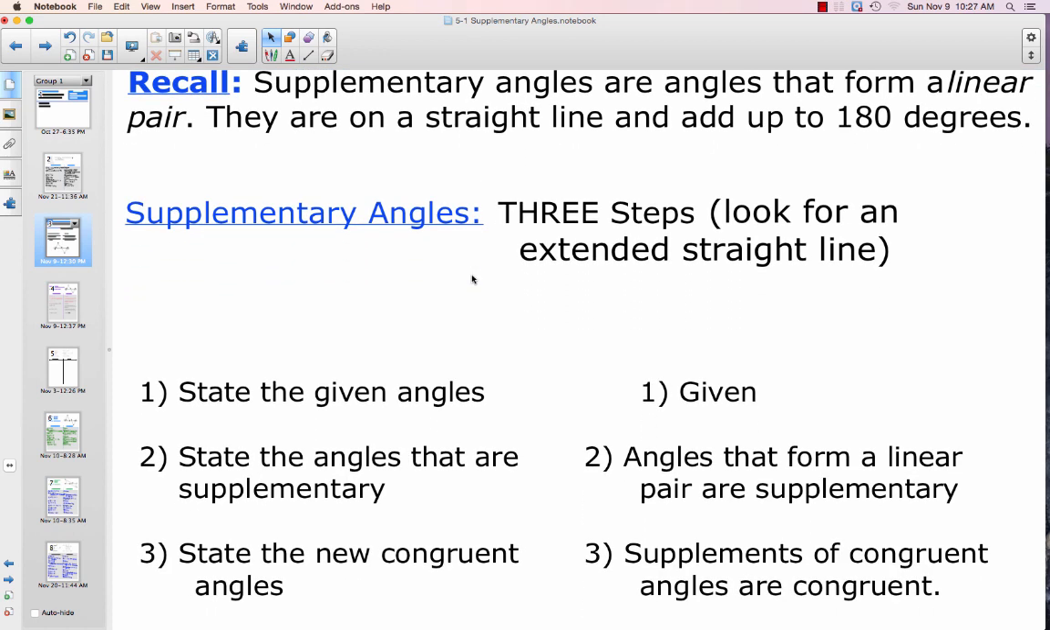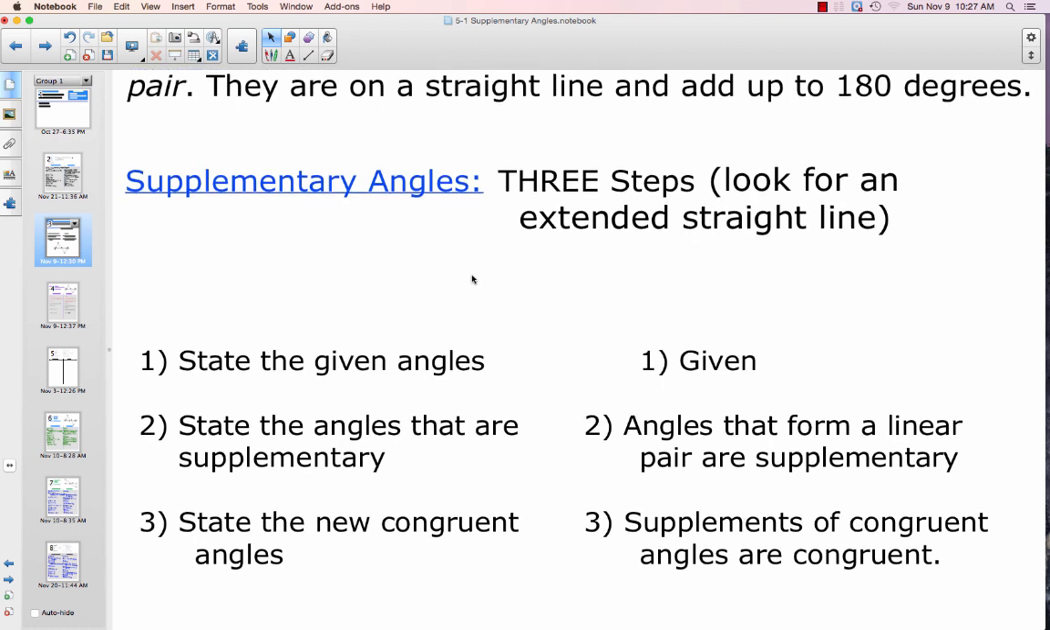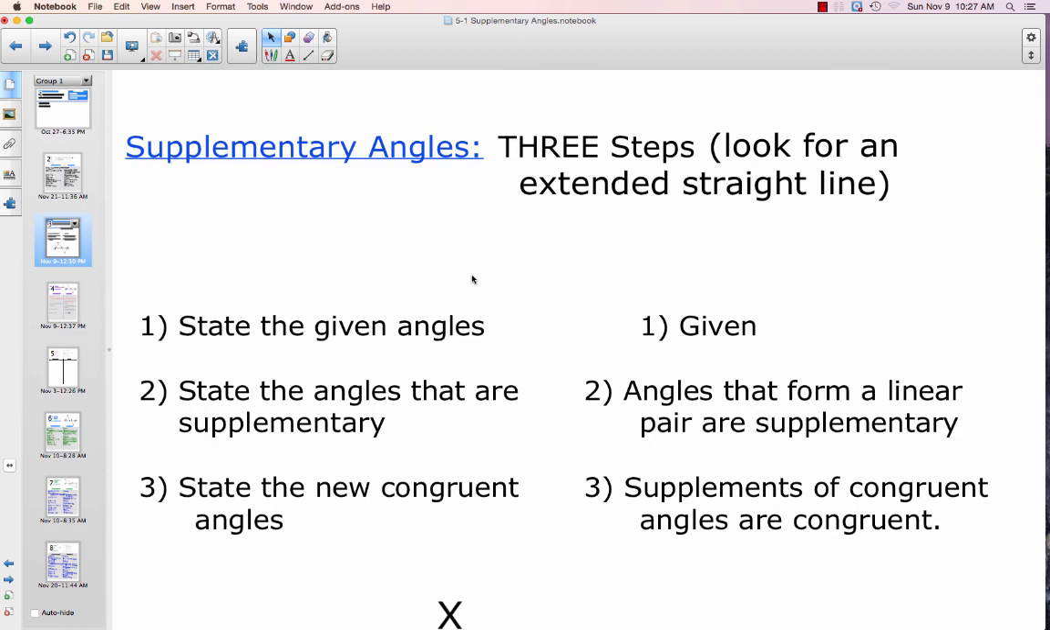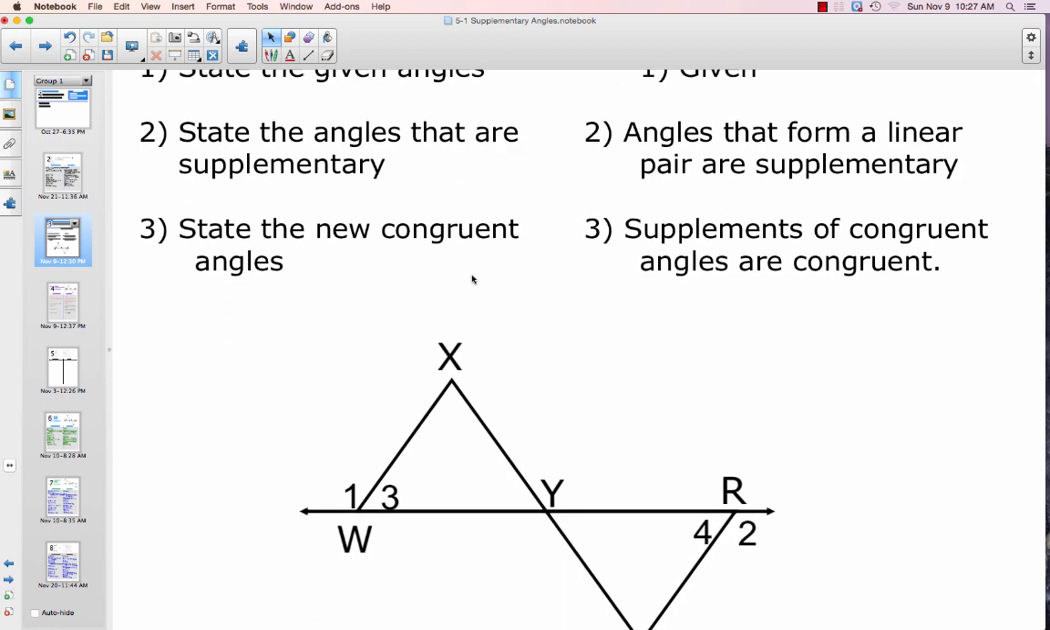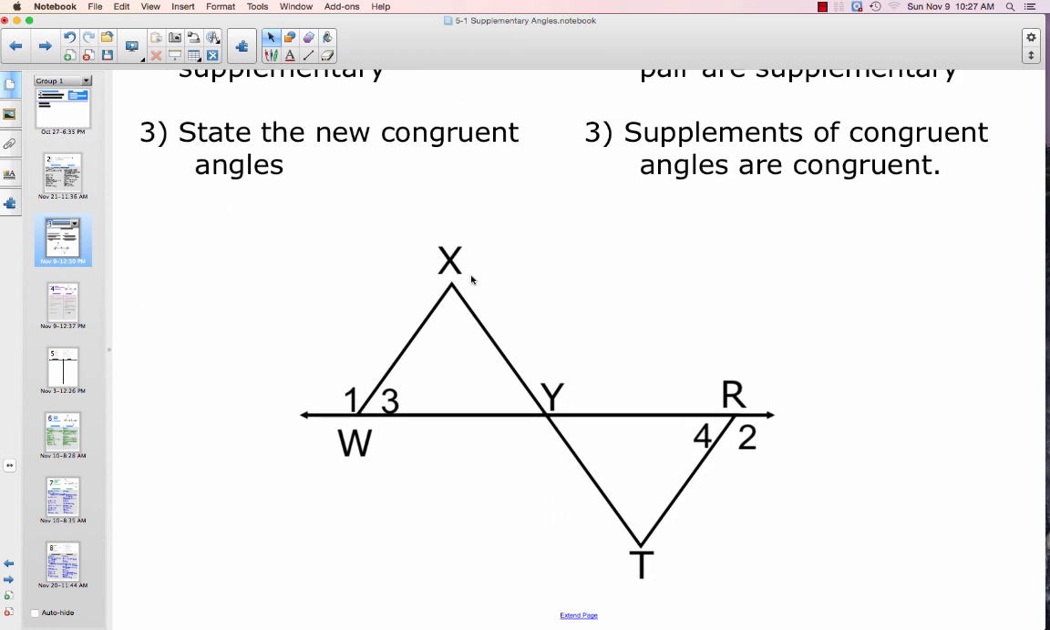So first we want to state the angles that they give us are congruent, then look for the supplementary angles, and then state the new congruent angles. So let me just explain in this example here.